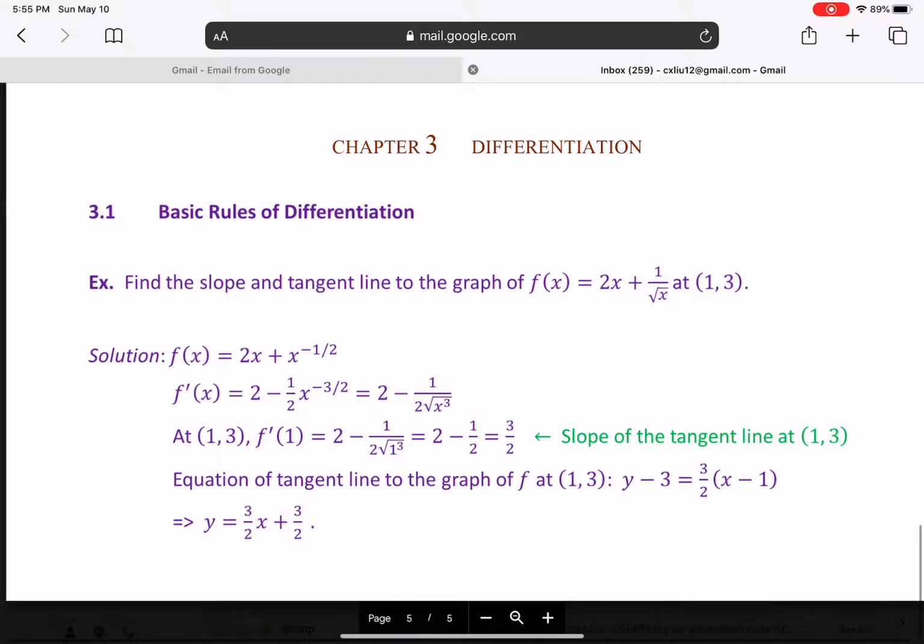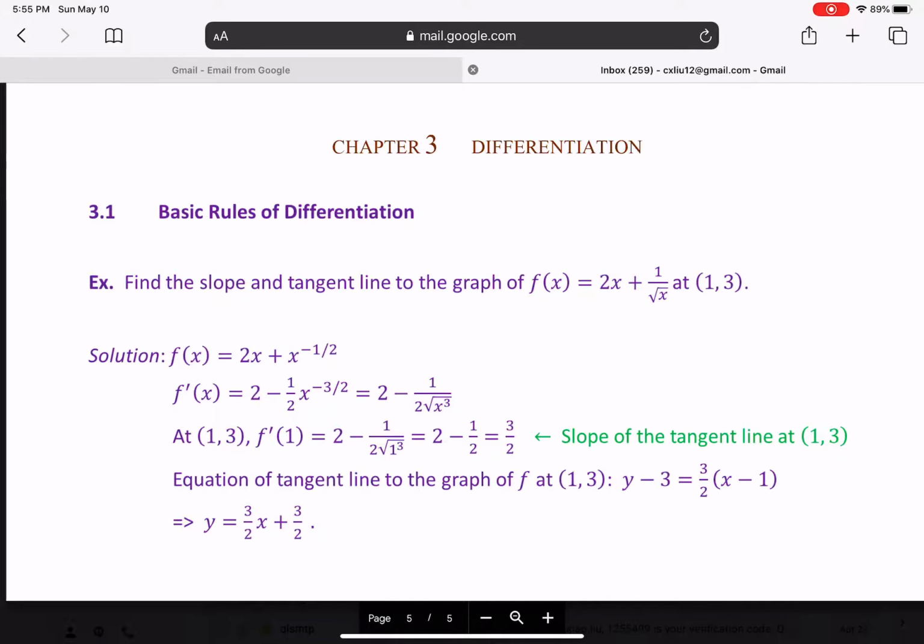Let me just conclude this section with an application problem. In this example, we need to find the slope of the tangent line to the graph of f equals 2x plus 1 over square root of x at the point 1, 3 on the curve. Remember, the slope of the tangent line is just the derivative, from the definition of the derivative function. So we need to take the derivative of the function first.